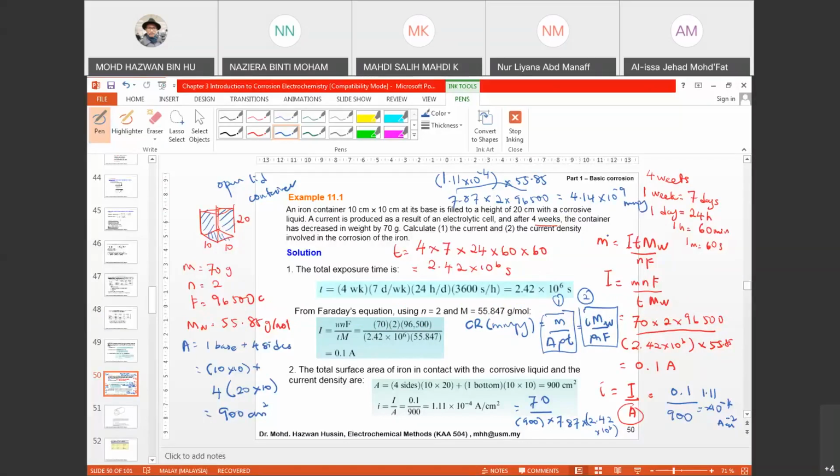Okay, so this additional question, of course, this example, I want you guys to digest it, because normally for this chapter, if I want to ask in exam or test about corrosion rate, I will give almost the same situation as this, okay? Meaning that you know how to convert time into second, you know how to calculate area, you know how to calculate current or current density using the Faraday's equation.